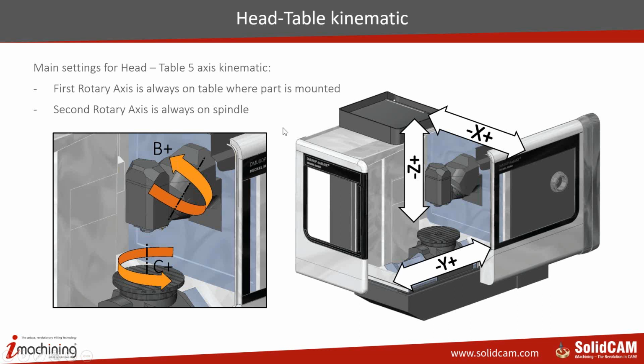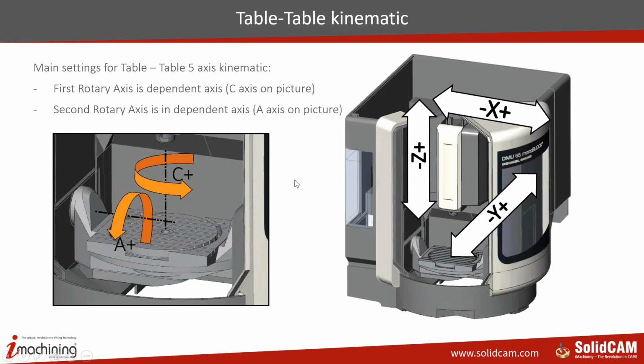Regarding the head table kinematic, the first rotary axis is always on the table where the part is mounted, and the second rotary axis is always on the spindle. Here it's very easy to understand which is the first rotary axis and which is the second. And on the table kinematic, it's totally the opposite of what we have on the head.